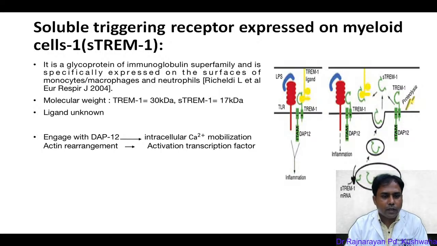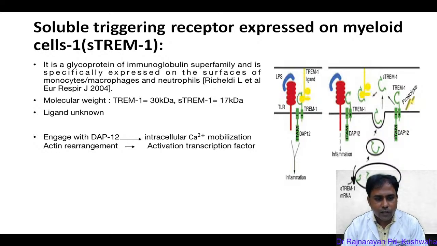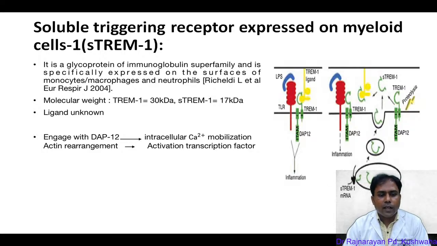Its molecular weight is 30 kilodalton for TREM-1, and soluble TREM is 17 kilodalton. The ligand is unknown. It engages with DAP12, leading to intracellular calcium ion mobilization and actin rearrangement. This is the activation of transcription factors. In the diagram we see here how this biomarker works.